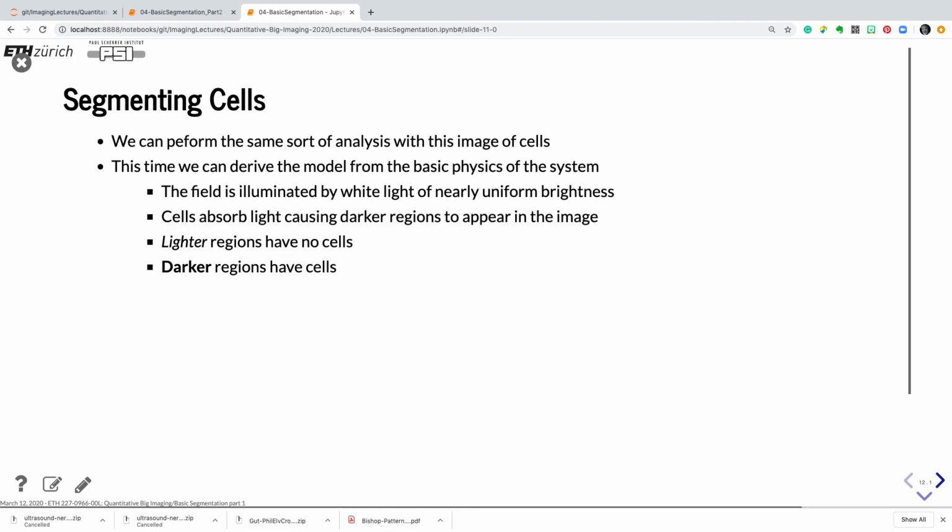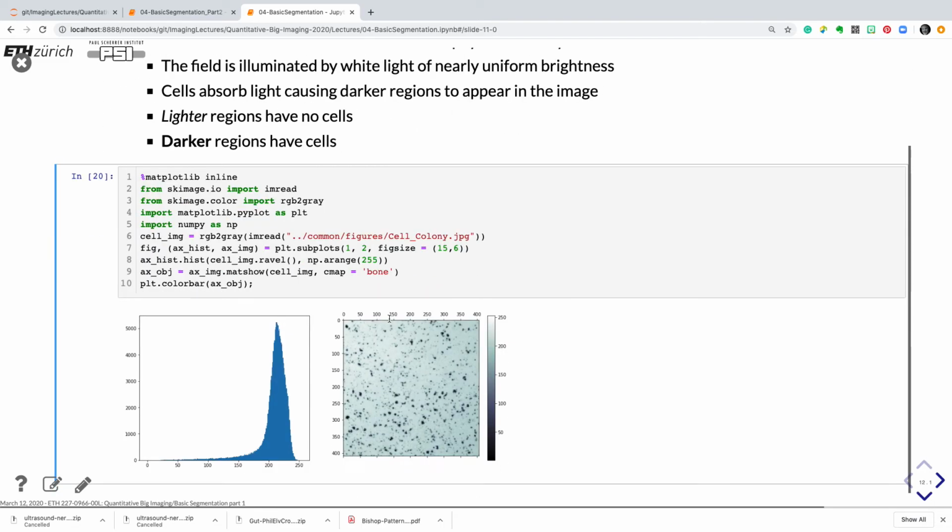And if you want to segment cells, so that's a real sample. We can see that we have brighter regions and we have darker regions in this image. So in this case, you can see here they are. We have different sizes, and then you can also see that there is a slight gradient in this image, and that gradient is already a problem for us using a single threshold. So we need to get rid of that.